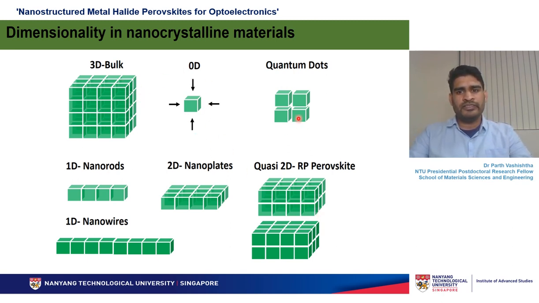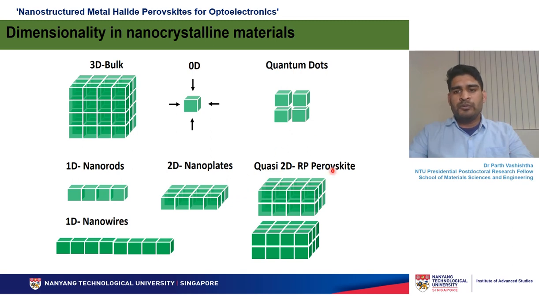We can make 0-dimensional quantum dots where we confine the material in all 3 dimensions x, y, z. We can make 1-dimensional nanorods or nanowires. We need to confine it from 2 directions. We can make 2-dimensional nanoplates where we confine from 1 direction.